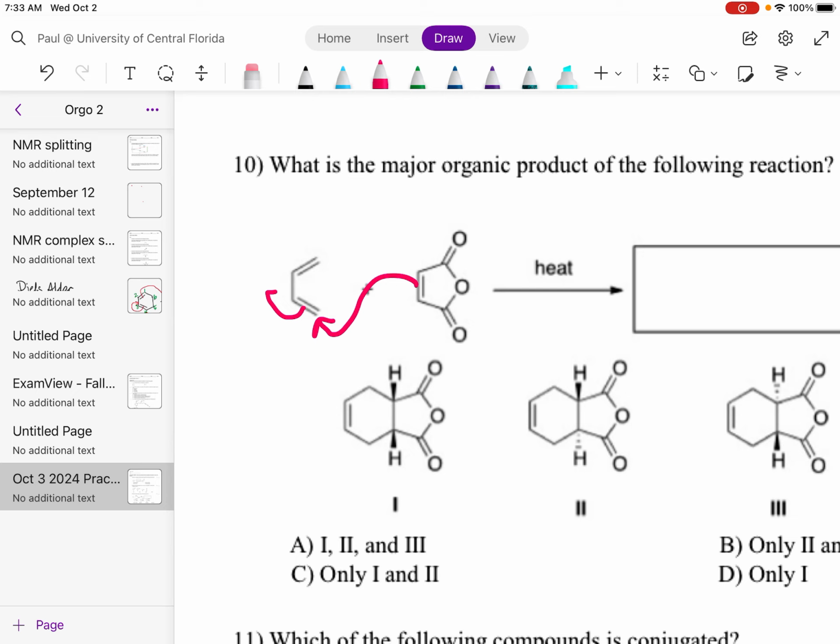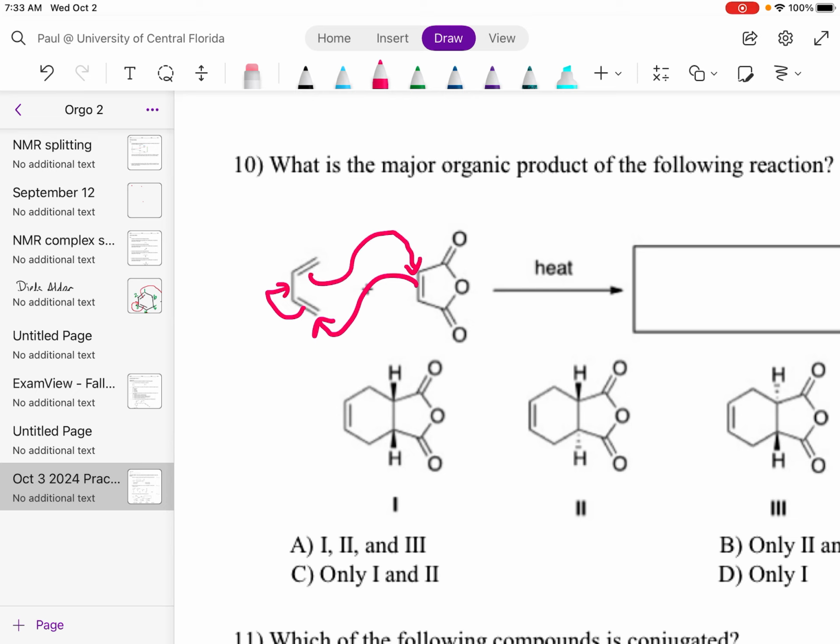Those go there, those go there, and those come and attack there. What's the relationship between that electron withdrawing group and that electron withdrawing group? They are cis to one another. Okay. So the way that's demonstrated there is looking at the hydrogens here.